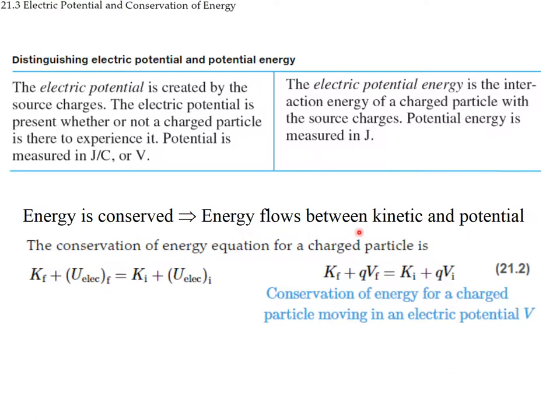The energy flows between the kinetic and potential energy. Sometimes you have kinetic energy and it will slow down if the potential energy is increasing, or it can increase if the potential energy is decreasing, just like in gravity. Something can fall starting from rest, and as it comes down, it will pick up speed at the same rate that it loses gravitational potential energy. So this conservation of energy is stated by an equation like this one: the final kinetic energy plus the final potential energy is equal to the initial kinetic energy plus the initial potential energy. And given that the potential energy can be calculated from the charge, if there is a charge moving, it's the charge times the difference in electric potential, then this equation can be written like this.